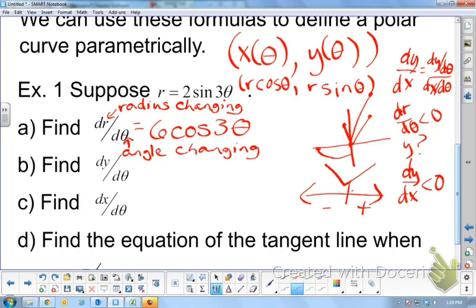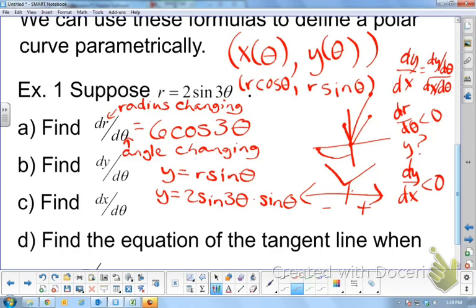So B, find dy d theta. First I need y. I don't have y right now, but what do we know y equals? r sine theta. I can't differentiate right now because I only want y's and thetas. But what do I know about r? It equals 2 sine 3 theta. Now I can differentiate this.